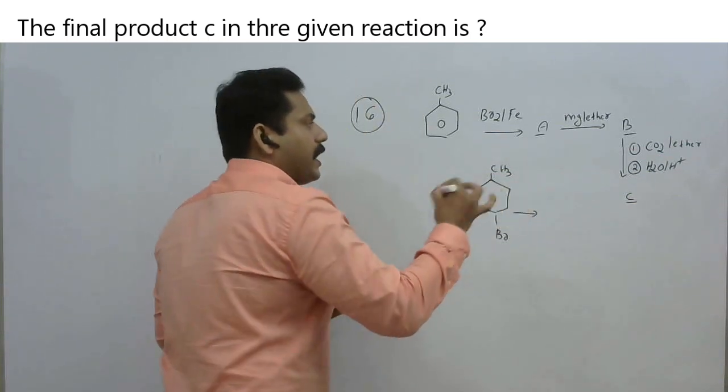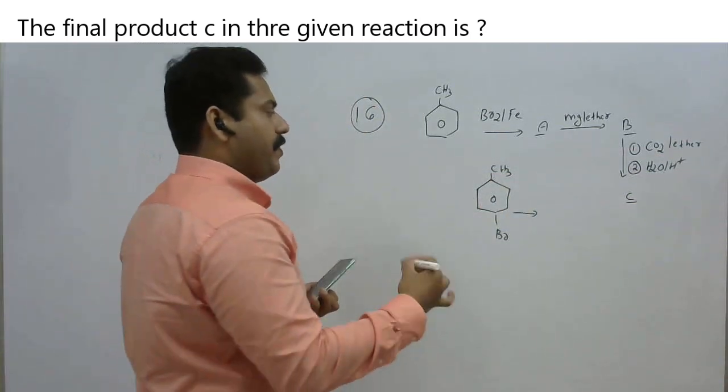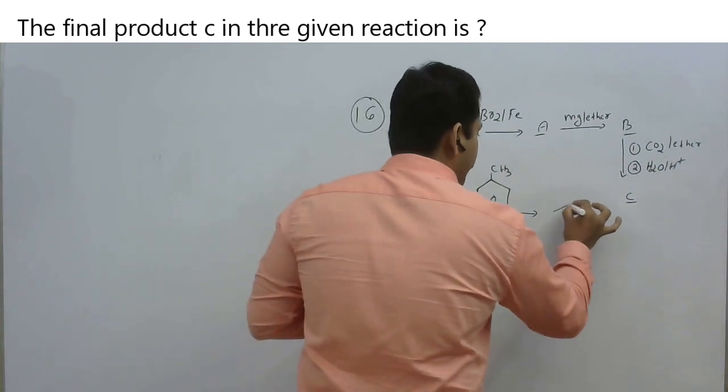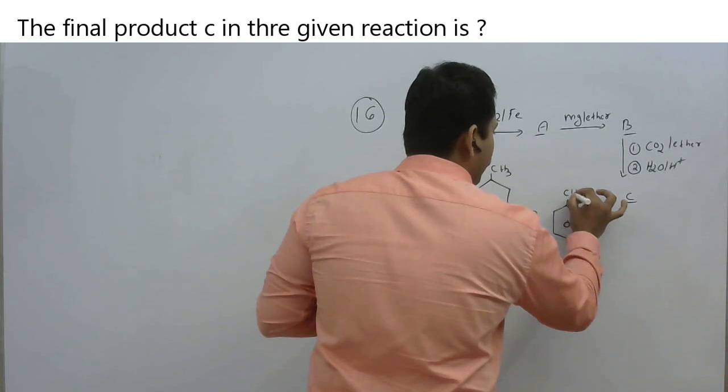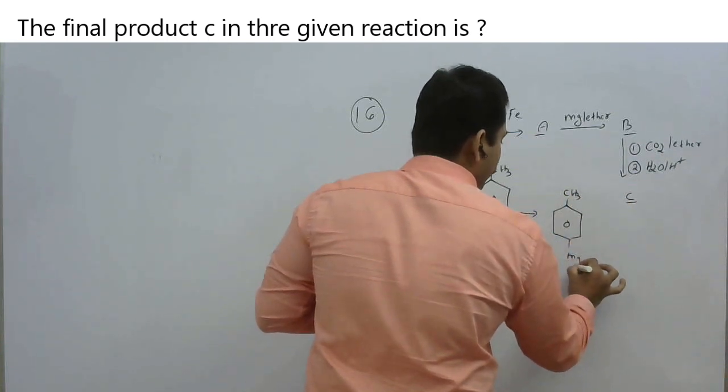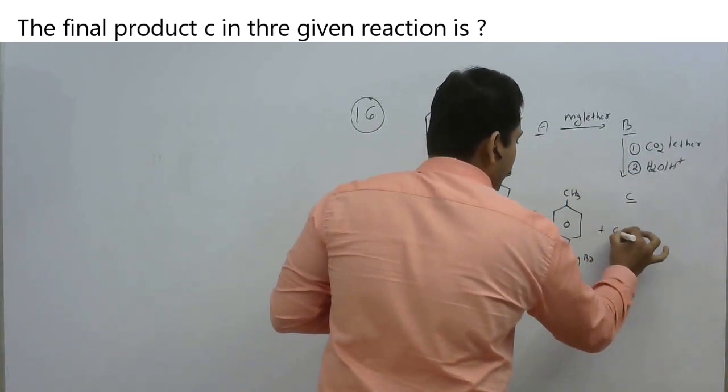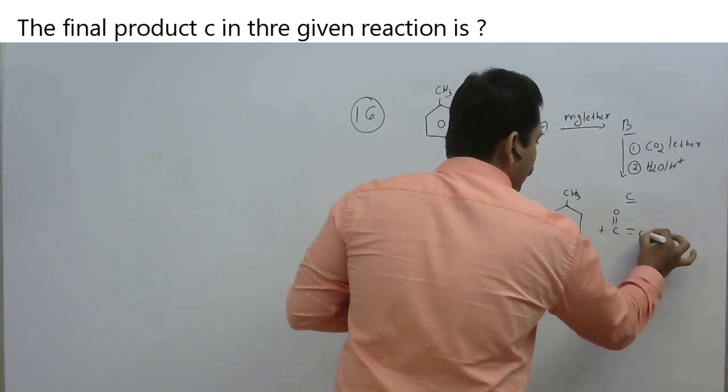Now we are adding magnesium in ether, that is the formation of Grignard reagent. So B will be CH3 C6H4 MgBr. To that we are adding carbon dioxide, O double bond C double bond O.